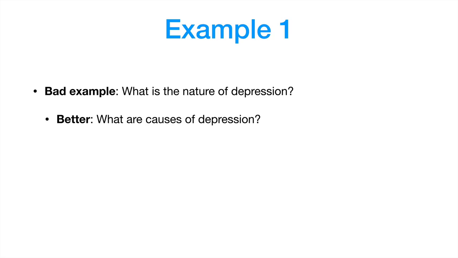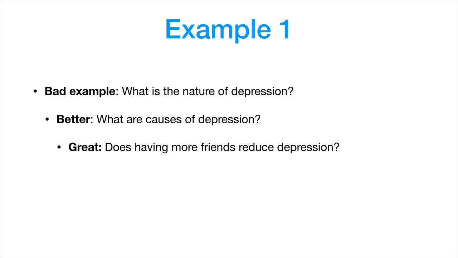It's already a lot clearer, but still it could be a little bit better because causes is so vague and so general that it's still not clear what we should measure there. So a great example would be, does having more friends reduce depression? So now it's clear that it's about the relationship between friends and depression, and so we know that we need to measure how many friends a person has and how depressed a person is to answer this research question.